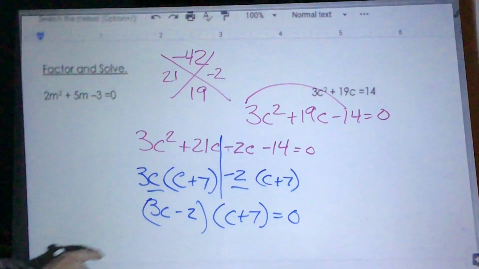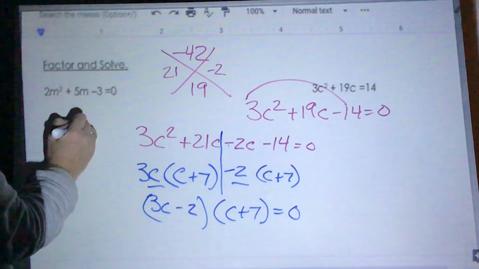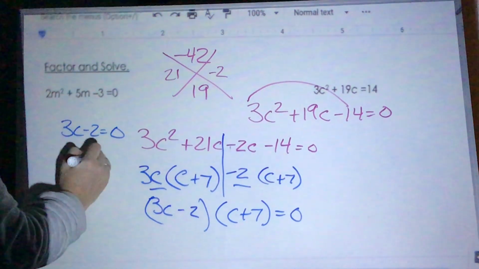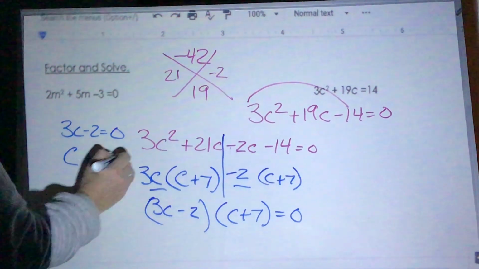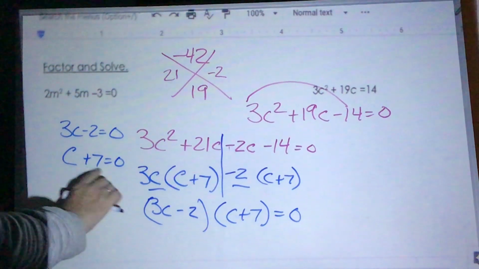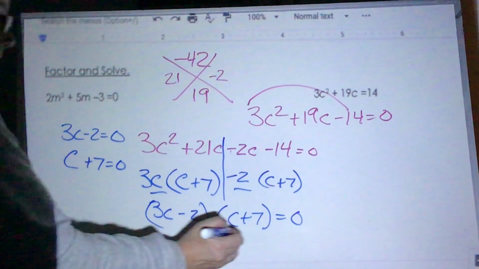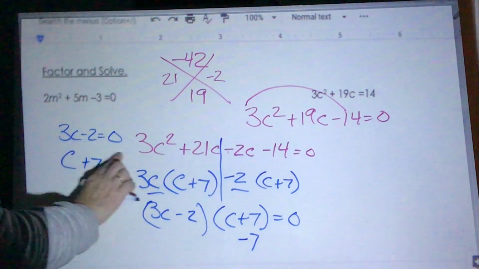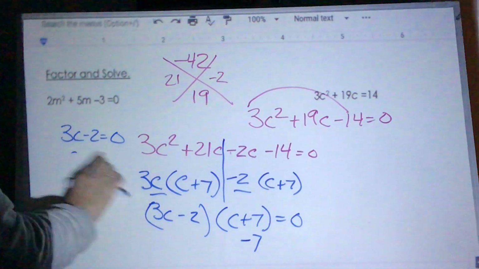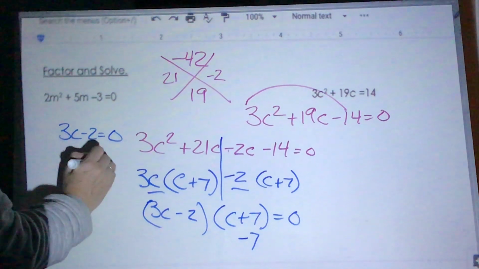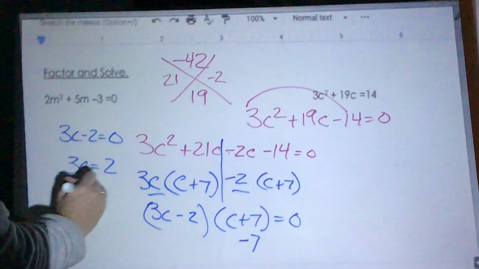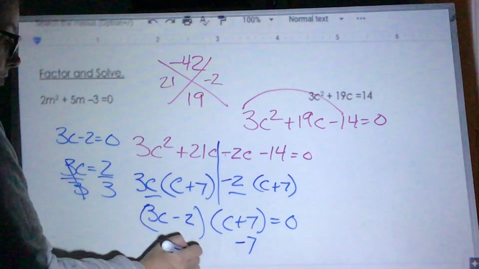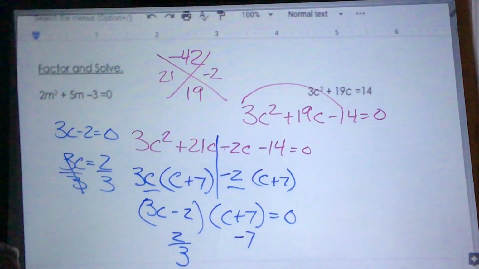So now to solve this, I know 3c minus 2 equals 0, or c plus 7 equals 0. If I solve c plus 7 equals 0, I'm going to get -7 as one possible solution. And if I solve 3c minus 2, I would bring the 2 over as positive, divide by 3, and I would get 2/3 as my other possible solution.